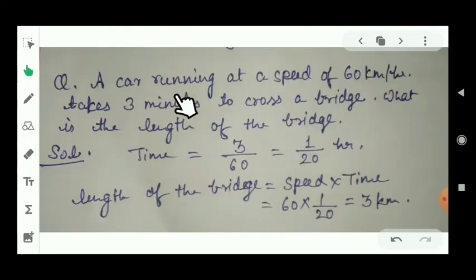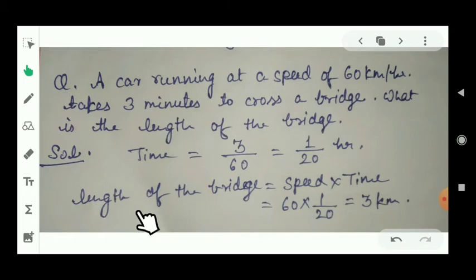Next question is, a car running at a speed of 60 km per hour takes 3 minutes to cross a bridge. What is the length of the bridge? Here the length of the bridge will be the distance traveled by the car. Firstly you can see time is given in minutes, so we have to convert the time into hours. So we have to divide it by 60. That means 1 upon 20 hour is the time.